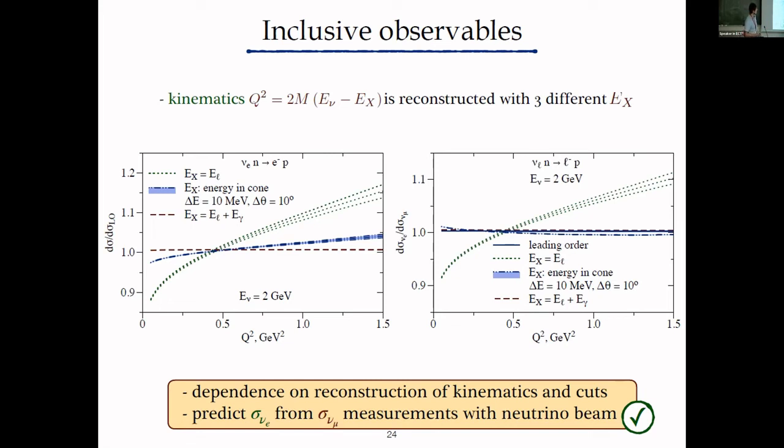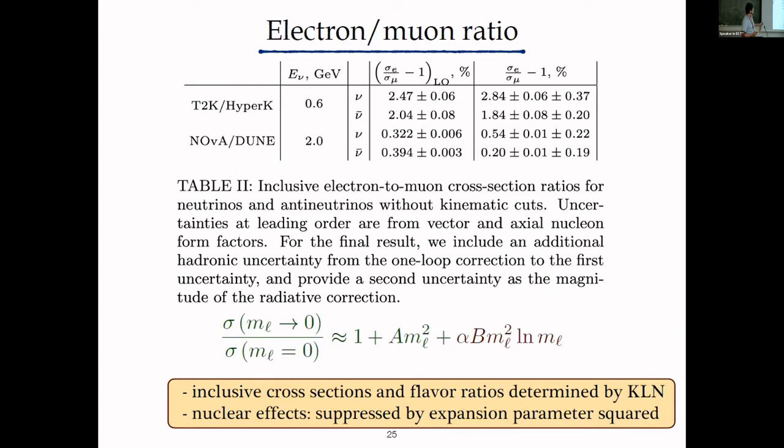Besides distributions, we also took a look at inclusive cross-sections, fully inclusive cross-sections, and it's interesting to see how radiative corrections, large or not large, compare to uncertainties of the tree-level result. So here I show a table first for two neutrino energies. One of them is 600 MeV, the peak of the T2K experiment. The other is 2 GeV, not the peak, but very close to the peak of the Fermilab-based NOvA experiment and the future DUNE experiment. And this ratio is shown for neutrinos and antineutrinos as deviation from one. Tree-level uncertainty is just propagation of uncertainties from nucleon form factors. And for the other uncertainty which I show here, we just very conservatively write the uncertainty of radiative corrections. But the main point is that radiative corrections by themselves are much larger than hadronic uncertainties on the level of this ratio.